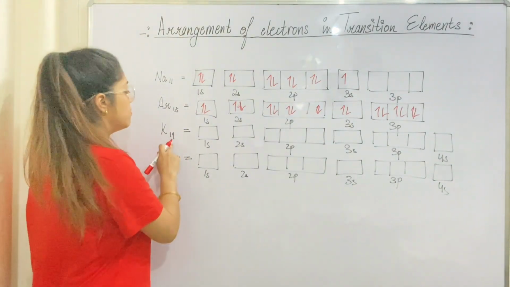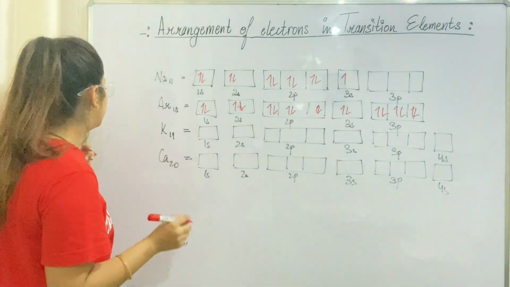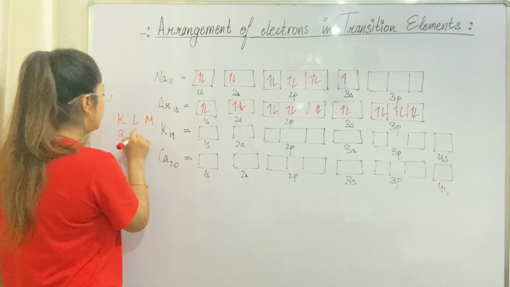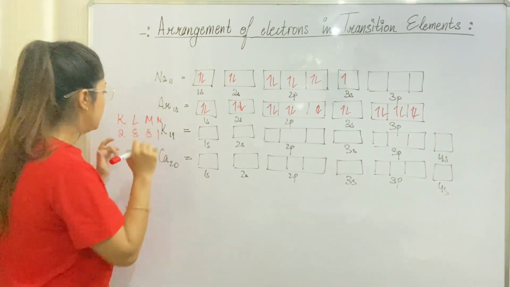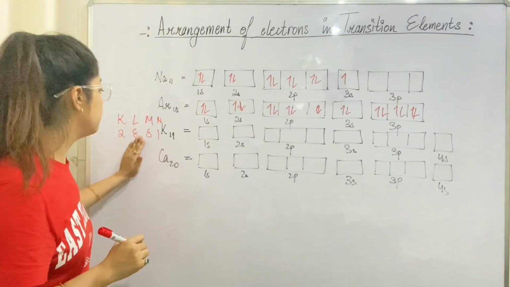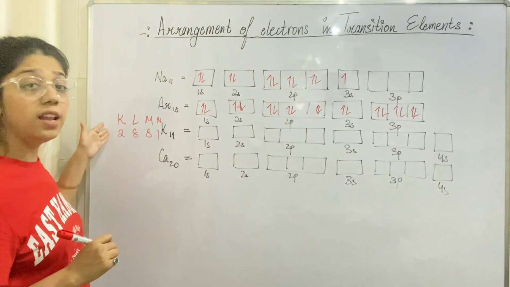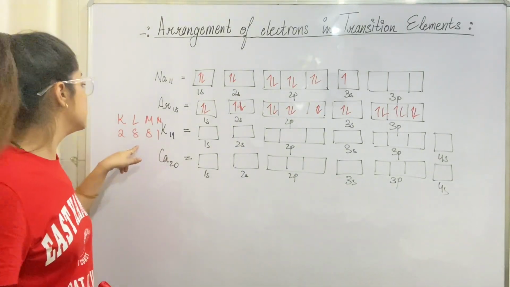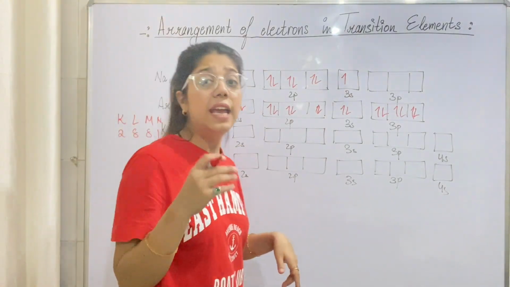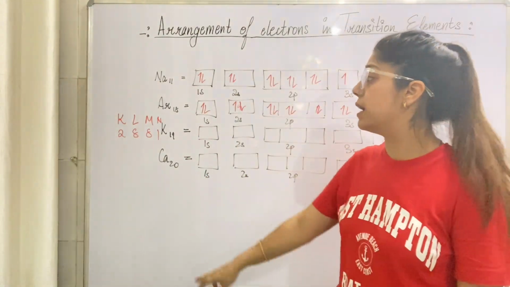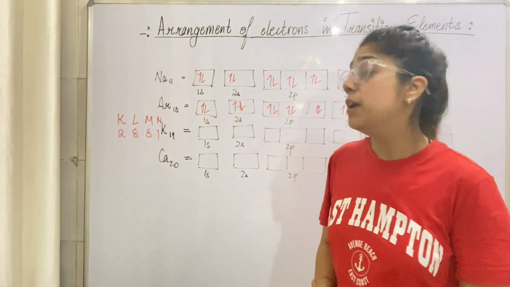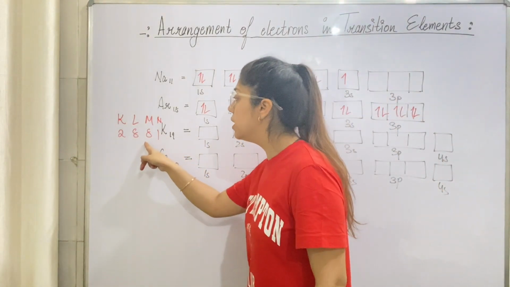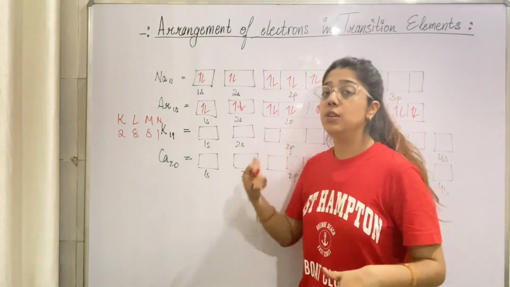For potassium, we have 19 electrons. Now you know that the electronic configuration we generally write for potassium is in KLMN shells: 2, 8, 8 and N 1. Correct? This is what we write for potassium. We know that the K shell can accommodate a maximum of 2 electrons, L can accommodate a maximum of 8 electrons, but M can accommodate a maximum of 18 electrons. Even though it can accommodate up to 18 electrons, we do not fill the 9th electron in here. Why? Now I will tell you the reason.